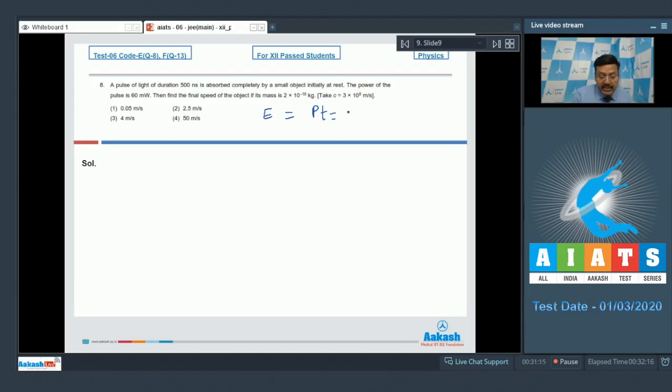So this energy in SI units will be 60 into 10 to the power minus 3 multiplied by 500 nanosecond. So it is 10 to the power minus 9, and the unit will be joule. Let's simplify this. This is then coming out to be 3 into 10 to the power 4 into 10 to the power minus 12, and this we can simplify again as 3 into 10 to the power minus 8 joule. That is the energy.